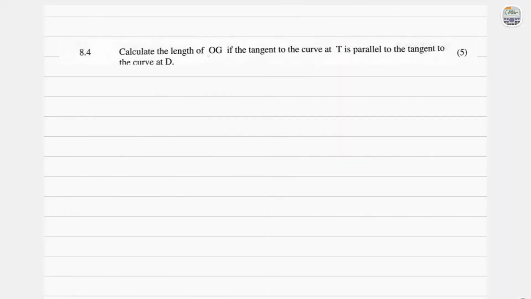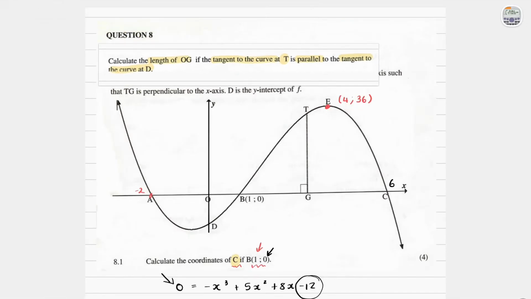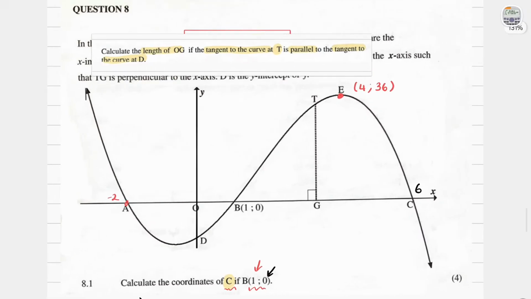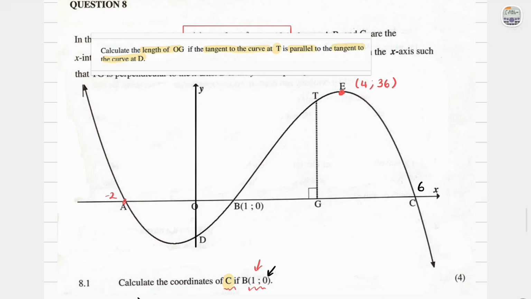Question 8.4 says calculate the length of OG if the tangent to the curve at T is parallel to the tangent to the curve at D. Okay, so let's look at this, and I'm just pinning this to the screen and let's see what they mean by this. So the main goal is to find the length of OG.